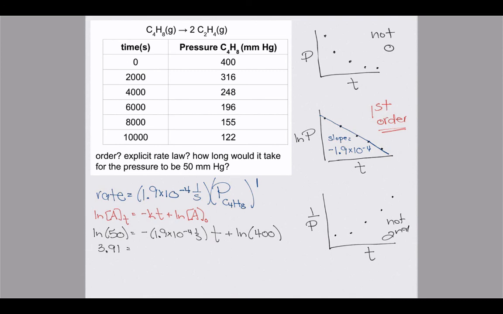This was 3.91 is equal to negative 1.9 times 10 to the negative fourth inverse seconds times the time plus 5.99. You're going to collect terms, so you get the values that don't have time in them onto the same side. So negative 2.08 is equal to negative 1.9 times 10 to the negative fourth inverse seconds times t. Solving for time, I get 11,000 seconds. So 11,000 seconds is going to be needed to have a pressure of 50 millimeters of mercury.